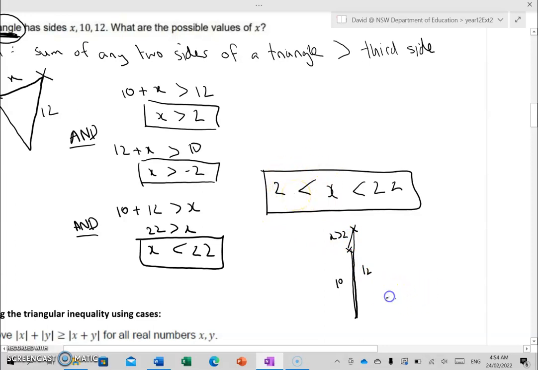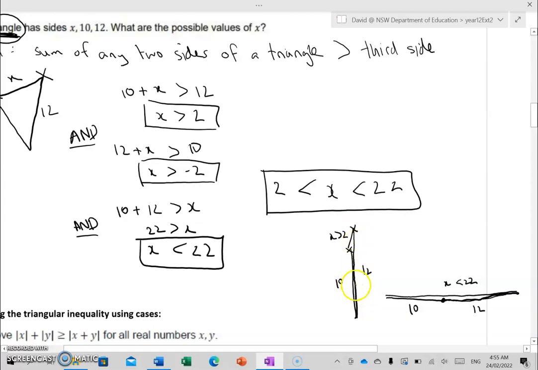And imagine the opposite case, the 10 and the 12 were as far away as possible. To connect this, x will have to be, well, if it was perfectly flat, it would be 22, but because it's not perfectly flat, it can be a little bit less than 22. So that's an alternate way of thinking about this particular question.